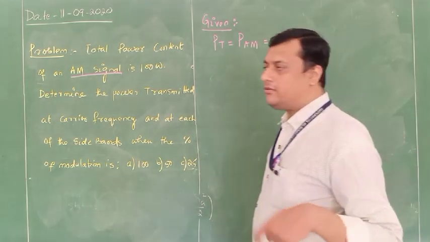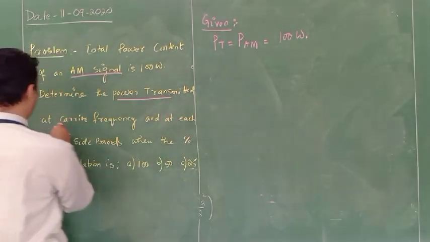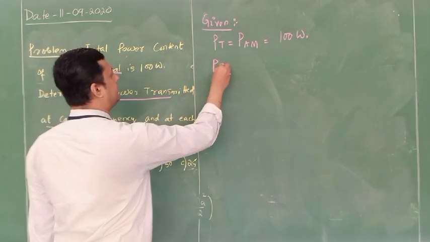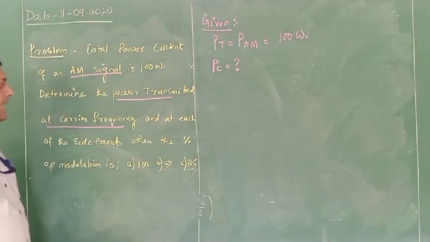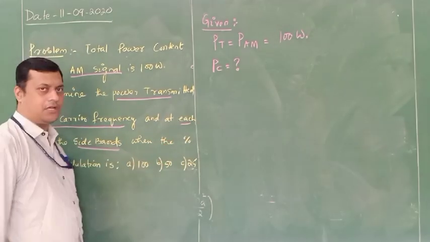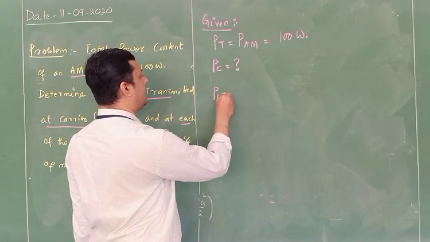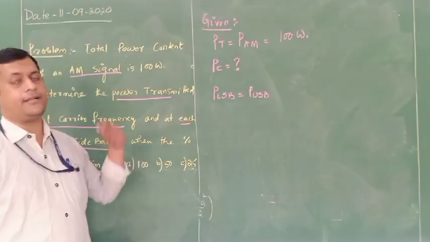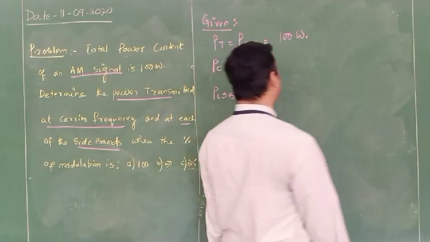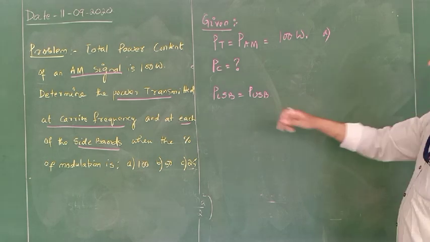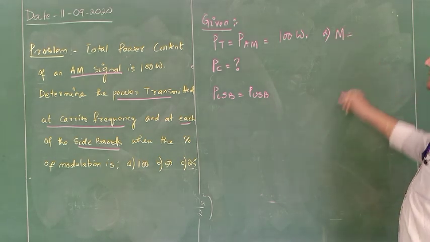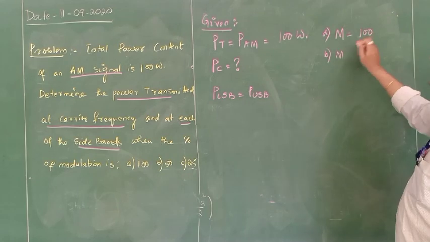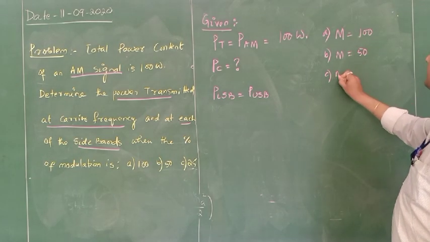Now what do we need to determine? We need to determine the power transmitted at carrier frequency. That means he is asking about the carrier power, so we have to determine PC. And the power of each sideband is also required. Each sideband power means P LSB equals P USB. So these are the things we need to identify. And what other hints are given for the different cases? The percentage of modulation, capital M, is given as 100. We have to calculate the carrier and sideband power with respect to 100, with respect to 50 and with respect to 25.